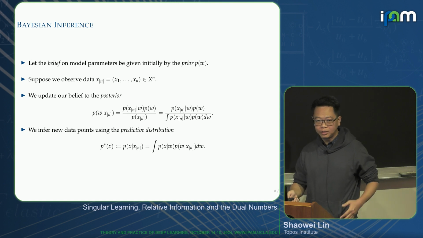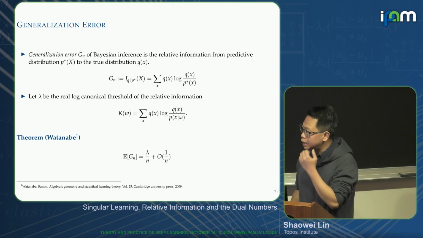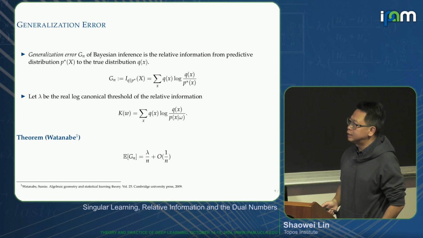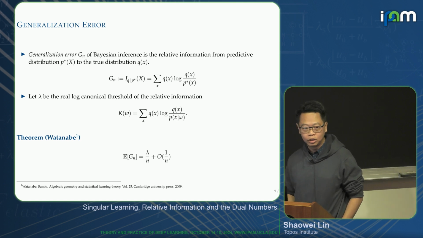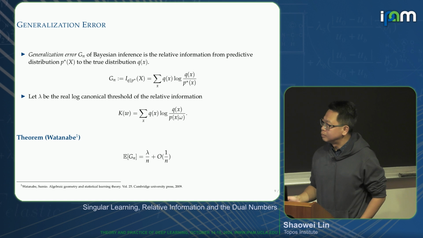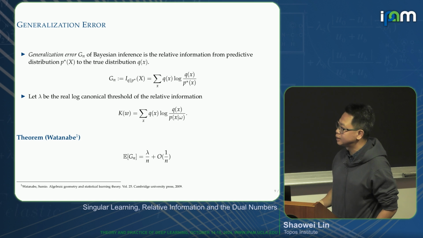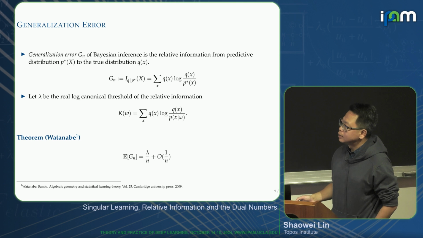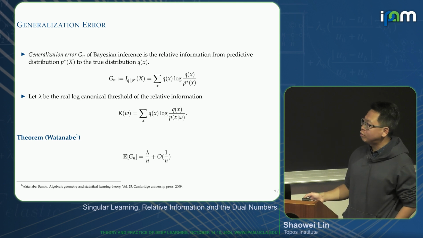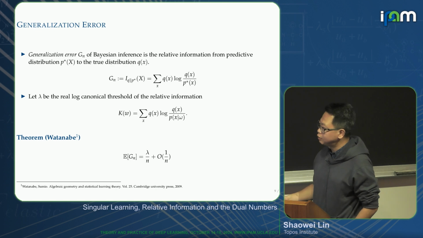Now the question is, what is the generalization error of such a learning algorithm? The generalization error of Bayesian inference is defined to be the relative information from the predictive distribution to the true distribution. In the case of finite sets, it's just given by this. And now let lambda be the RLCT of the KL divergence between the true distribution and the model. I want you to see the difference between these two here.